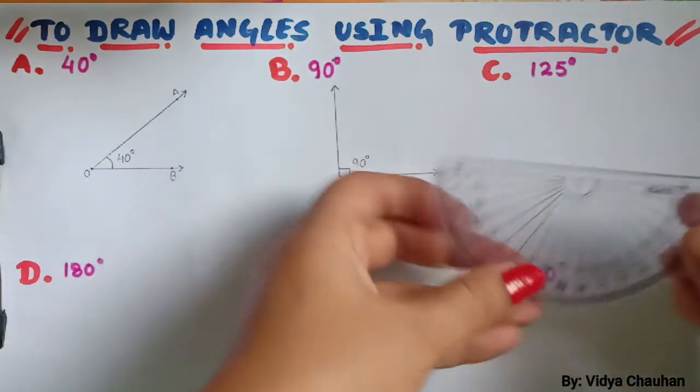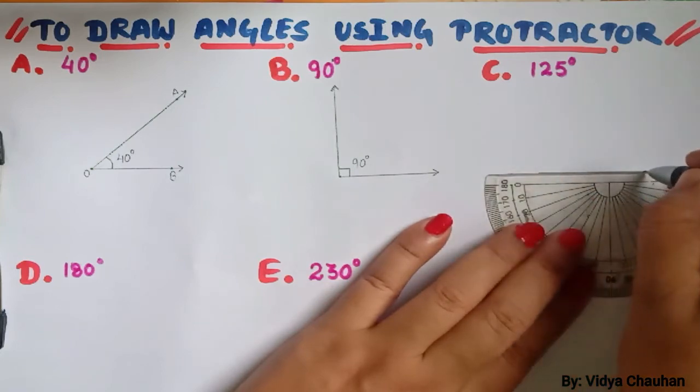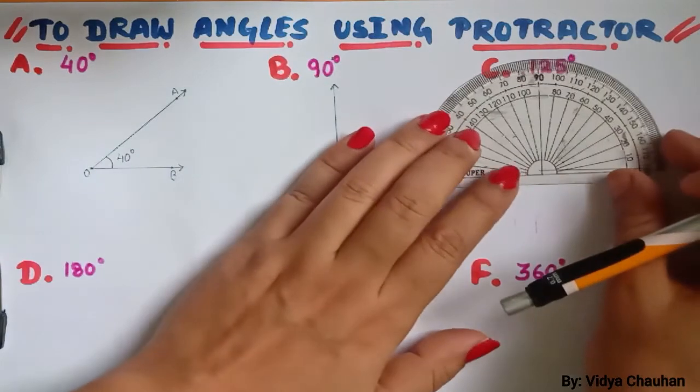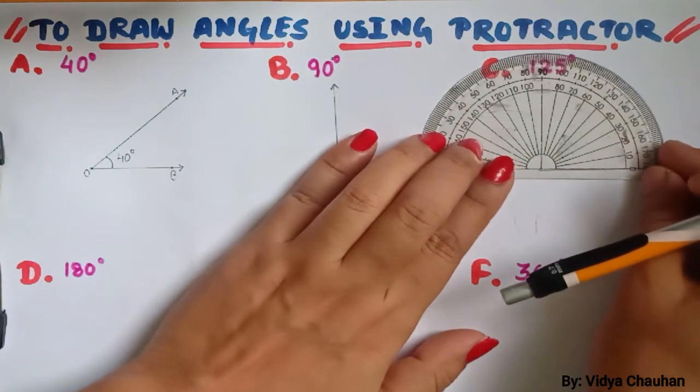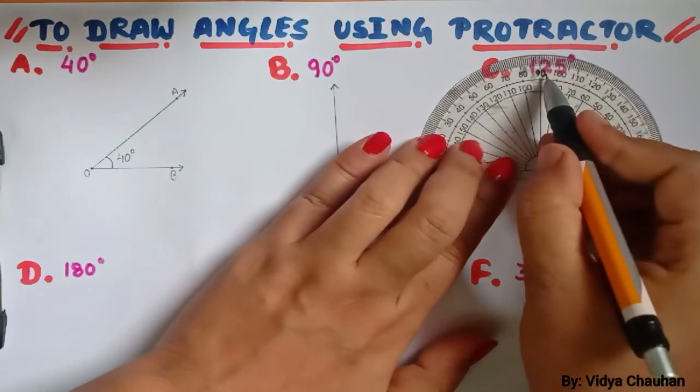Moving forward, for 125-degree, once again we will draw a straight line. Right, students? Then once again keep your center at the starting point like this. Now start counting for 125.